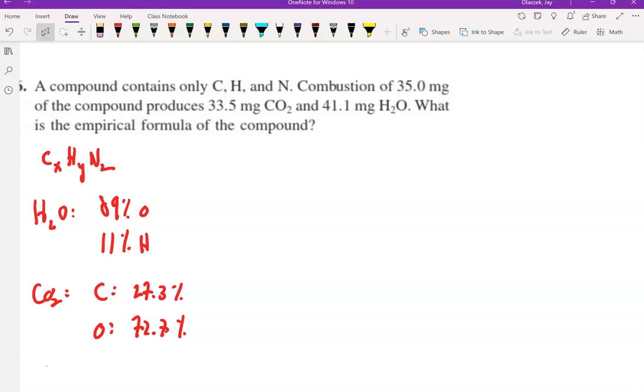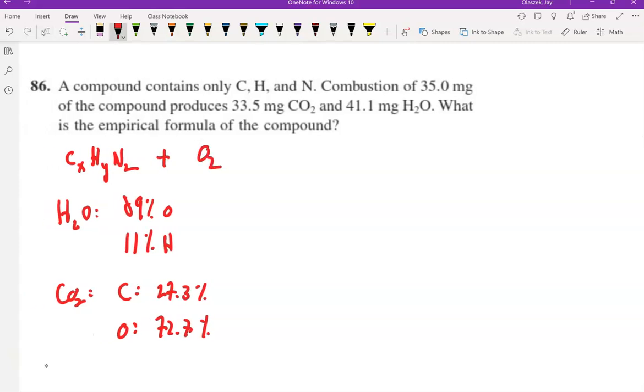We know that when we combust this compound, it means combining it with oxygen, and the products are CO2 and H2O. Here's what we know. When it produces 41.1 milligrams of H2O, that 41.1 milligrams is 89% oxygen. We also know that the 41.1 milligrams is 11% hydrogen. Well, that hydrogen has to have come from the compound. So first let's get that into grams because that's a lot easier to work with.